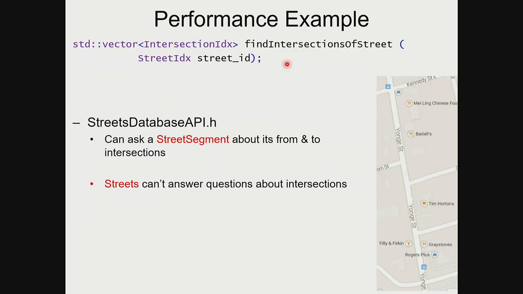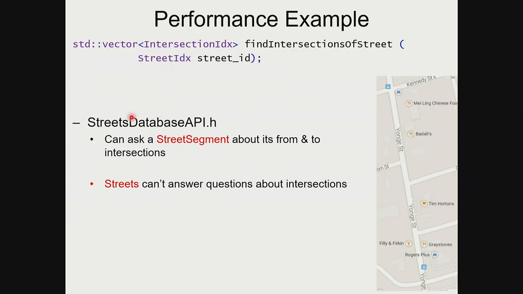If you remember from last lectures, the Street Database API consists of 5 different entities: intersections, street segments, streets, points of interest, and features. So this function tells us that I am given a street ID, a random street ID, and I want to return all the intersection indices that span through this street.